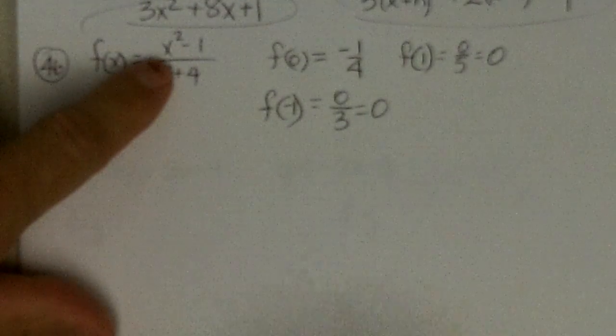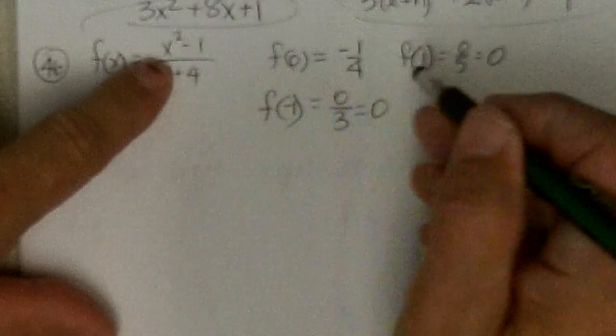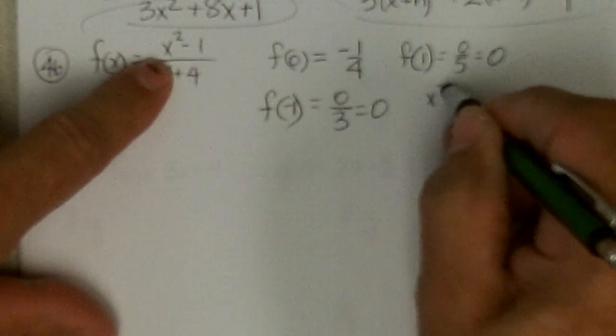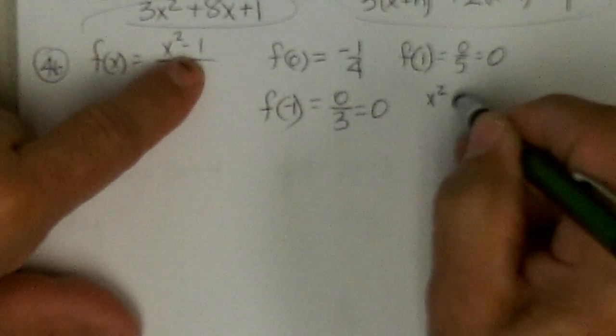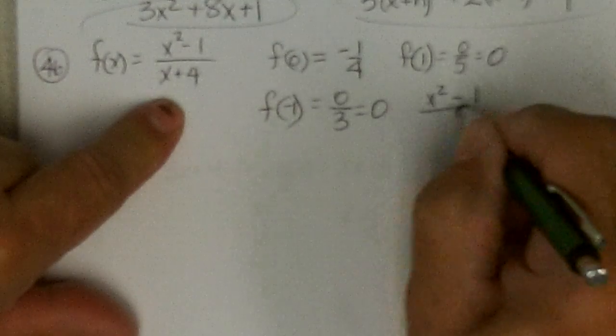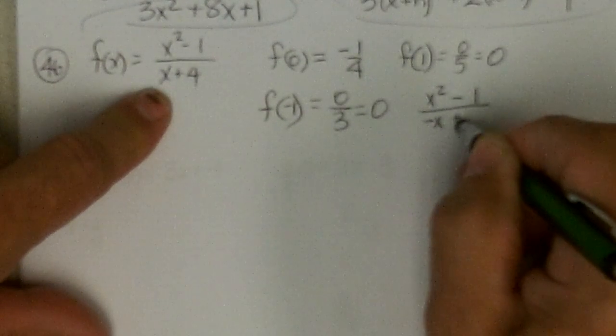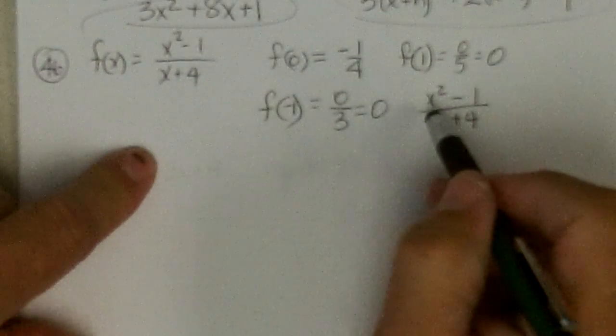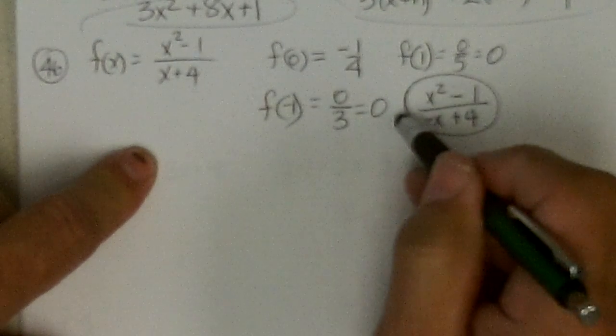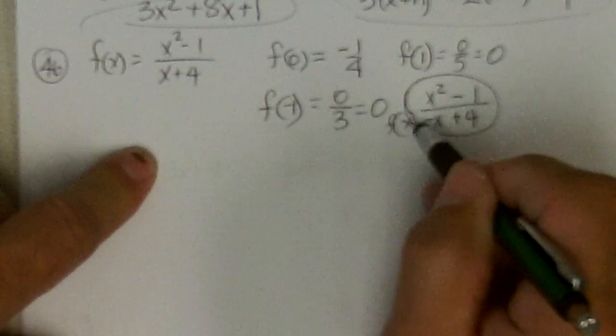If we put in negative x, a negative x times a negative x is the same as x squared, minus 1 over, if we put a negative x there, it's the opposite of what it was. And so this would be f of negative x.